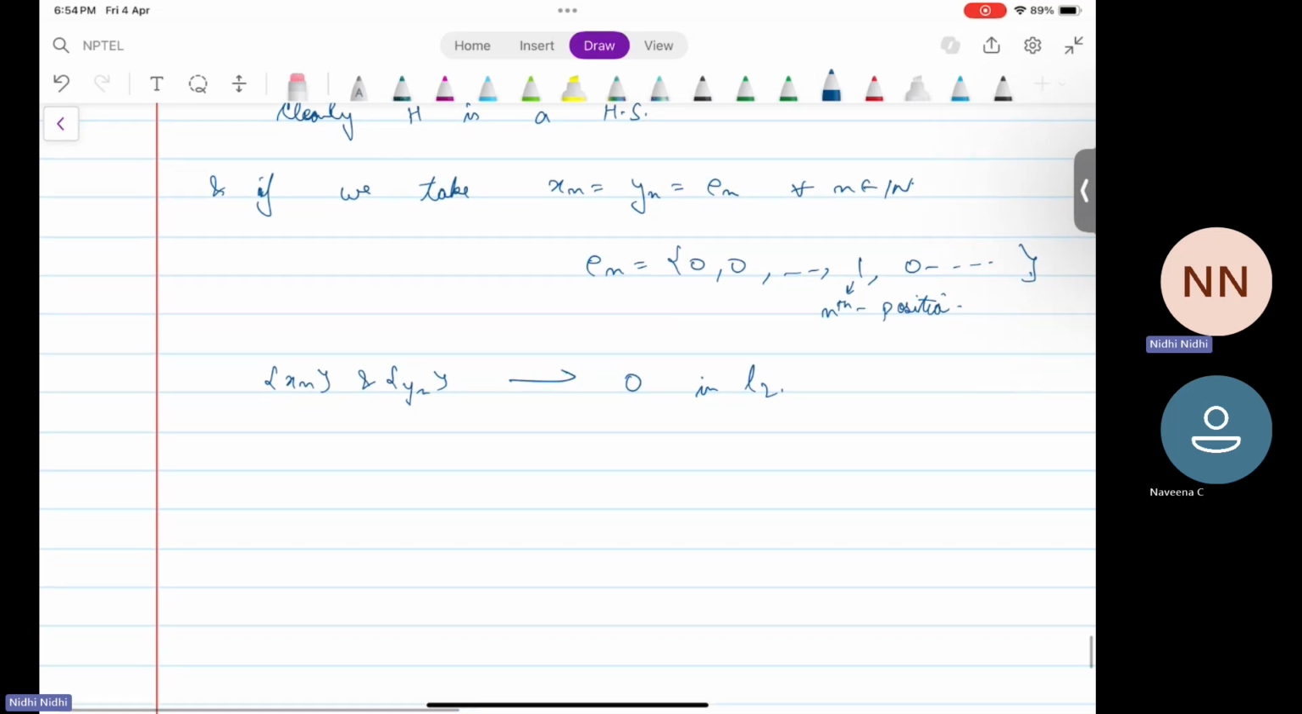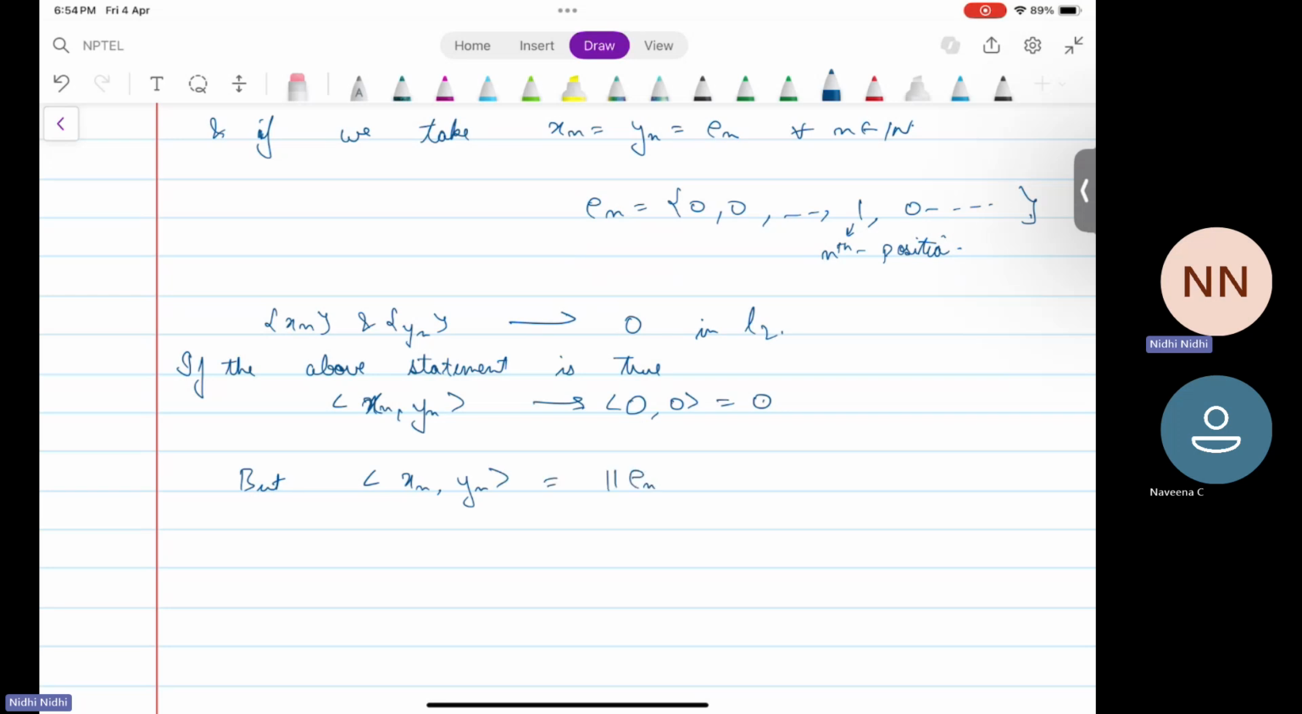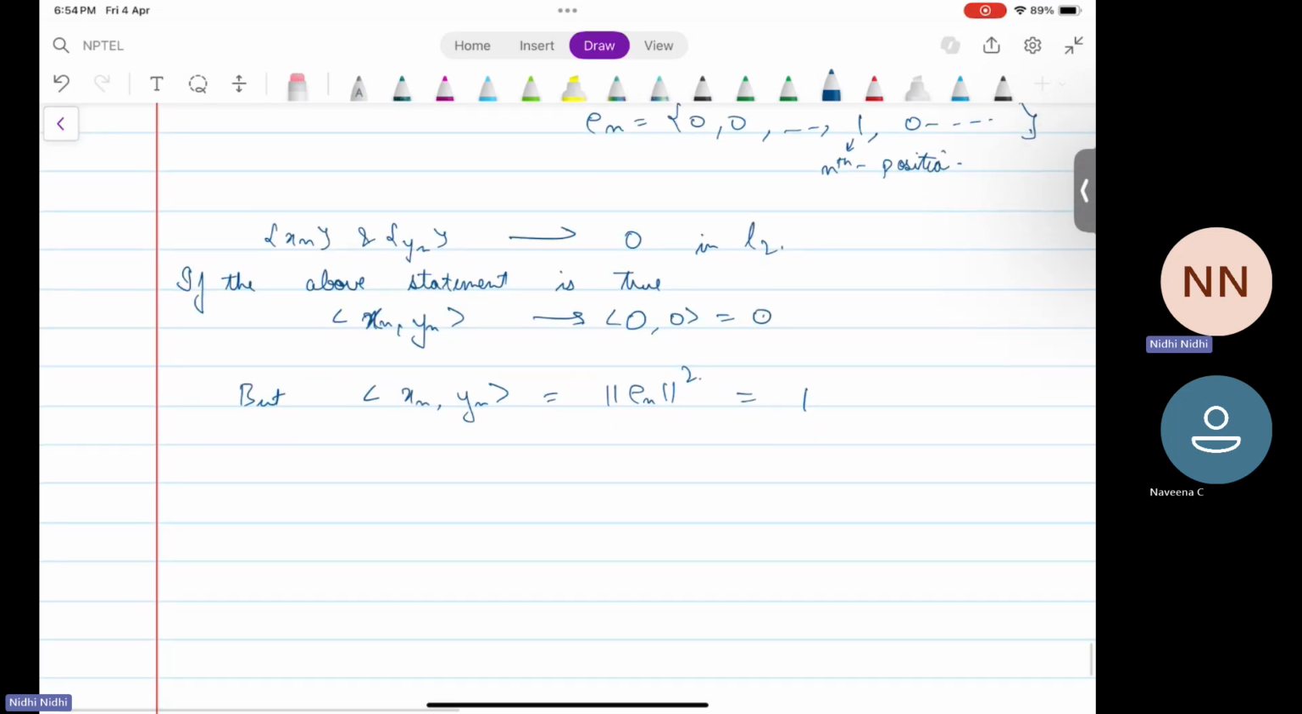So if the above statement is true, the inner product of x_n with y_n should converge to 0. But this is nothing but norm e_n squared, because x_n and y_n both are equal to e_n, and this is equal to 1. The constant sequence 1 can never converge to 0. Therefore, the given statement is false.